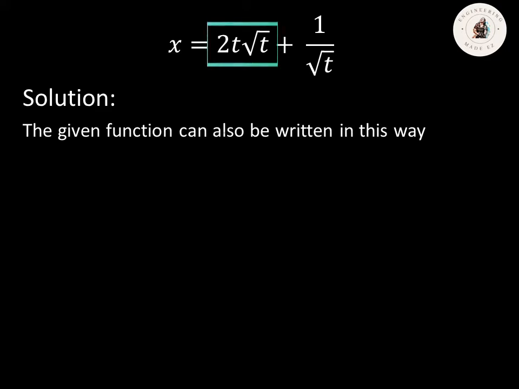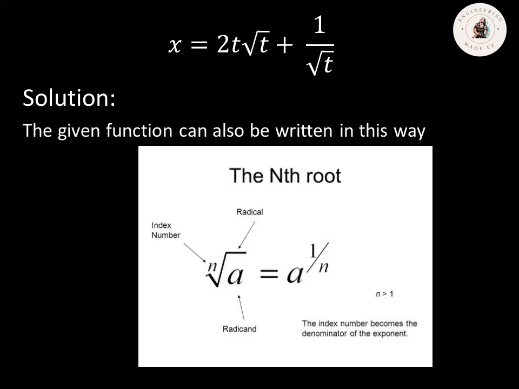Transforming 2t square root of t to an exponent, recalling the rules in radicals way back in our algebra, if we have the nth root of a, and we want to transform that into an exponent form, the index number becomes the denominator of the exponent. In this case, in our given, the index here is n. So if we want to transform the nth root of a into an exponent, it will become a raised to the power of 1 over n.